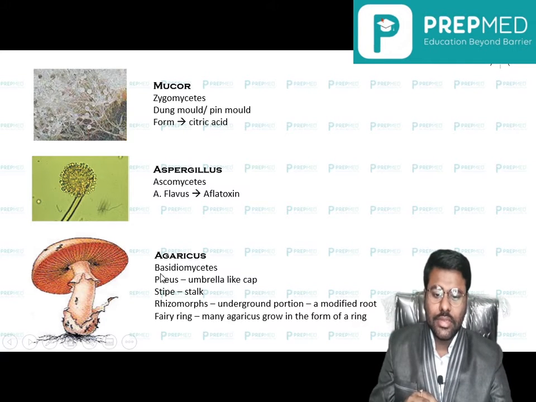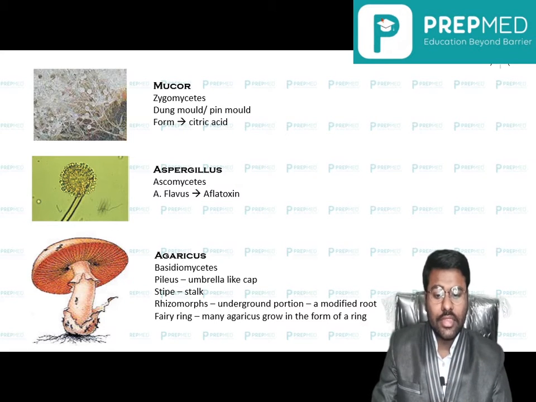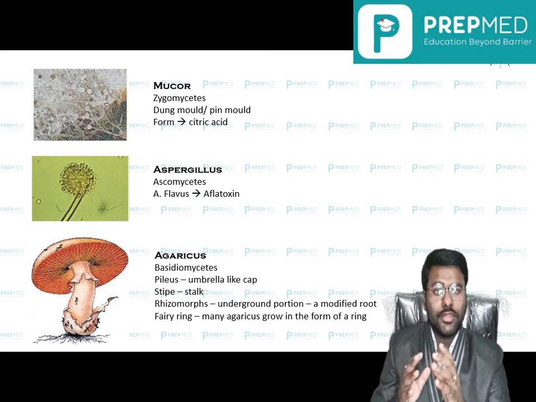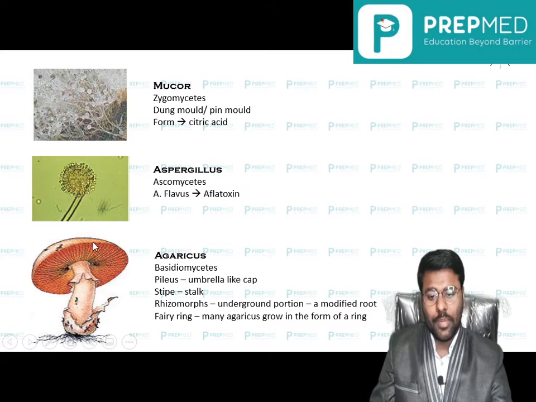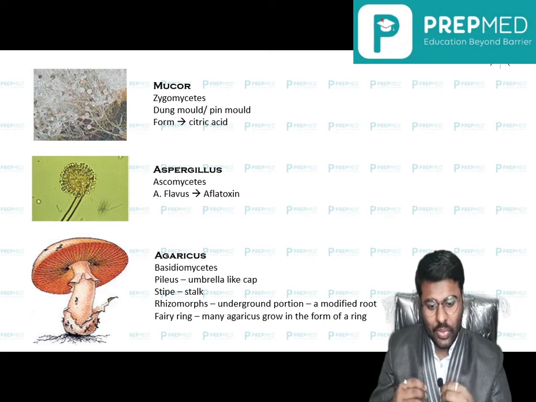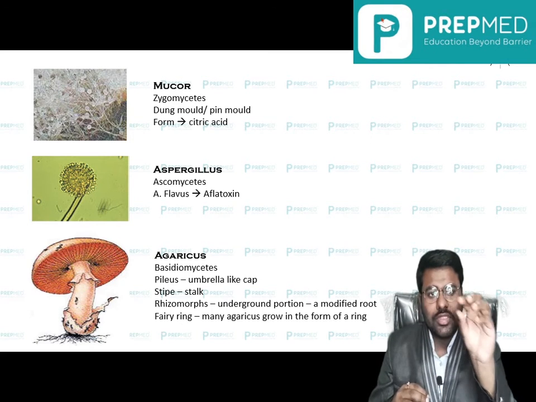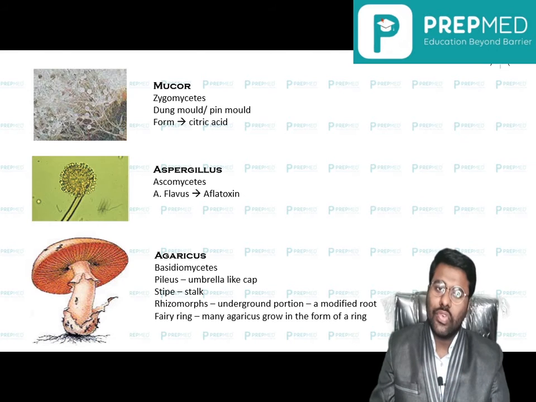Now coming to the Agaricus. The Agaricus is in the class Basidiomycetes, and there are some body parts of this. First of all, this umbrella-shaped part is called the pileus, then the stalk or the stipe, and there are some rhizoids, the underground portion, which is a modified root. And there are some Agaricus which form in a ring. We call it fairy ring.